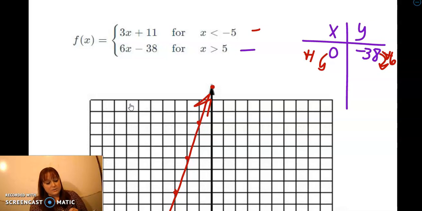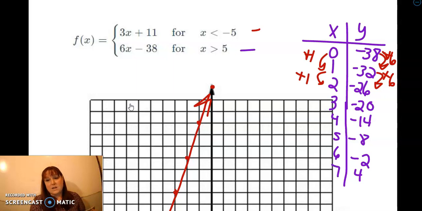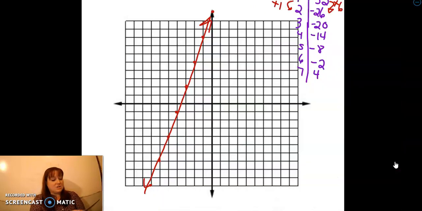Okay, so x adds 1, y adds 6, so we're at negative 32. We add 1 to x, and over here we're adding 6 because that's what the slope really means. So then we're at negative 26, then negative 20, negative 14, negative 8, negative 2, 4. All I keep doing is adding 6, which is saying going up 6, right 1. So now I have some points that I can actually graph.